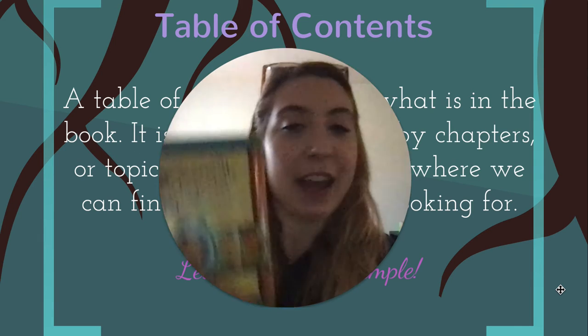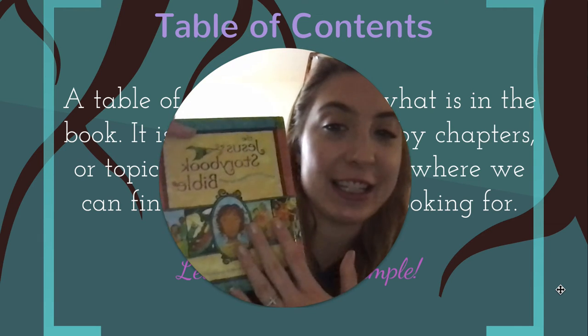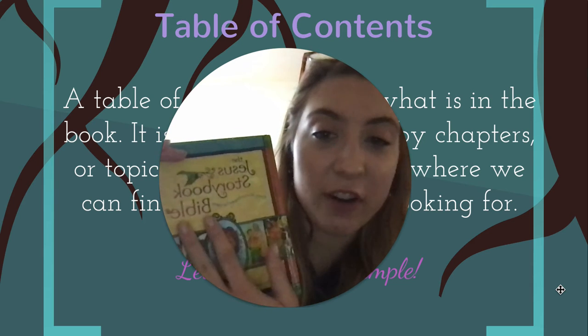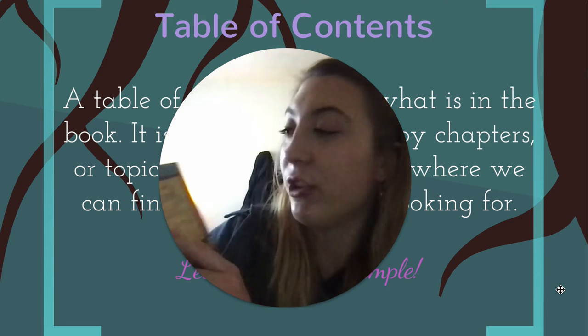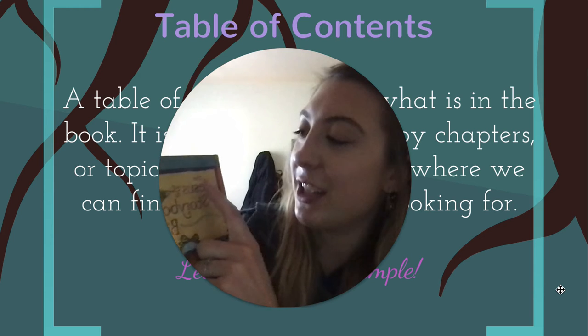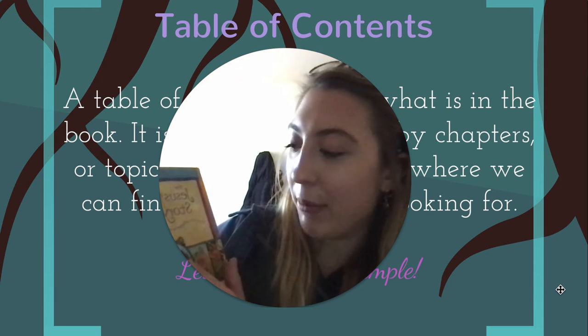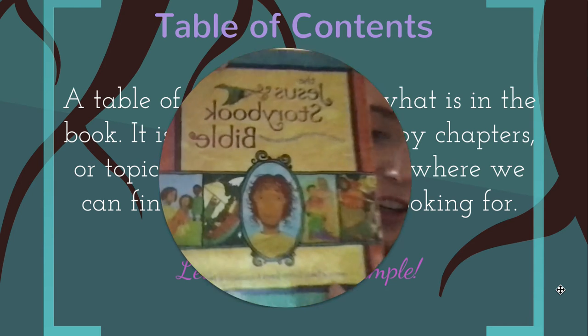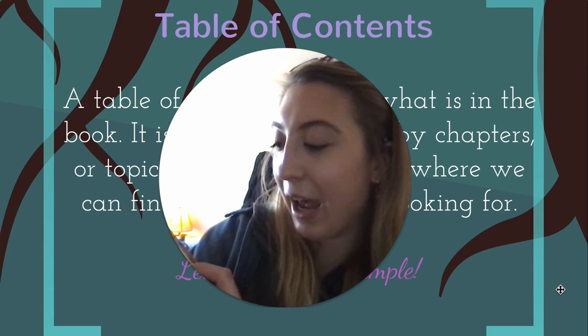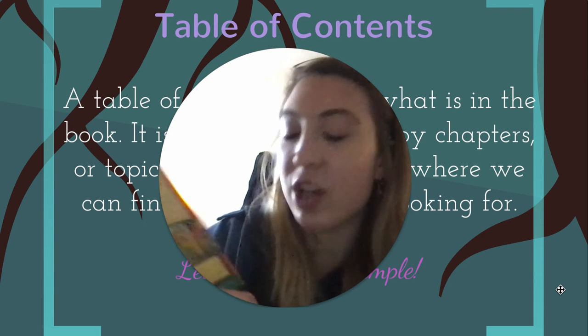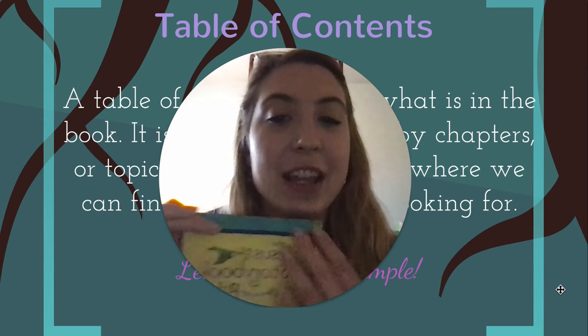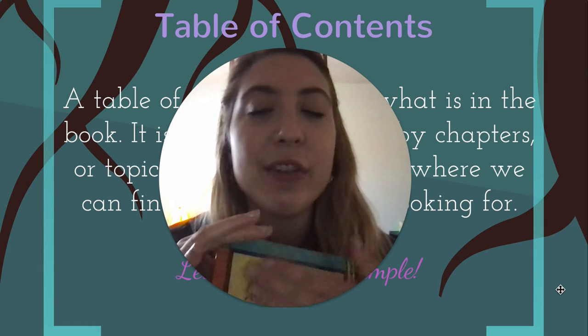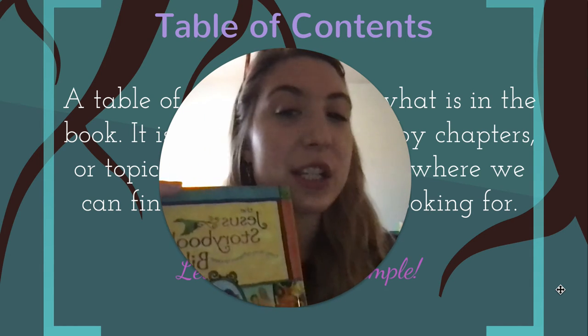So for reading, we're going to be talking about text features. If I have this book right here, I can see this is the front cover of the book and it has the title. The title says The Jesus Storybook Bible, and then down here it says written by Sally Lloyd-Jones. So that's who wrote the book, and this is the title. The title of a book usually tells us what our story is going to be about.